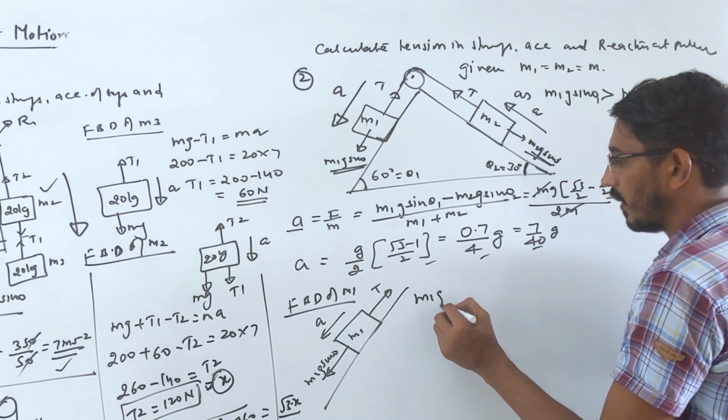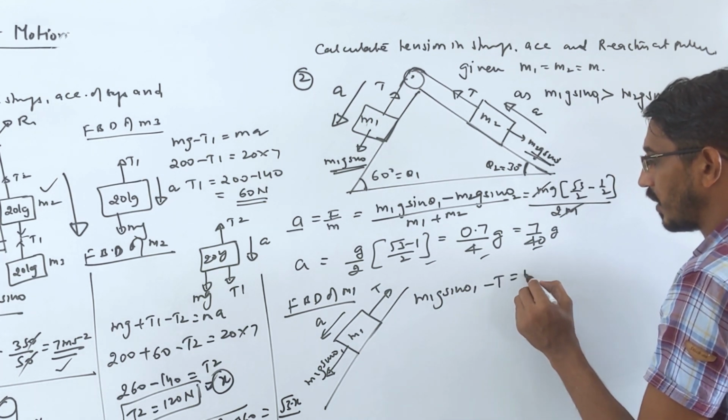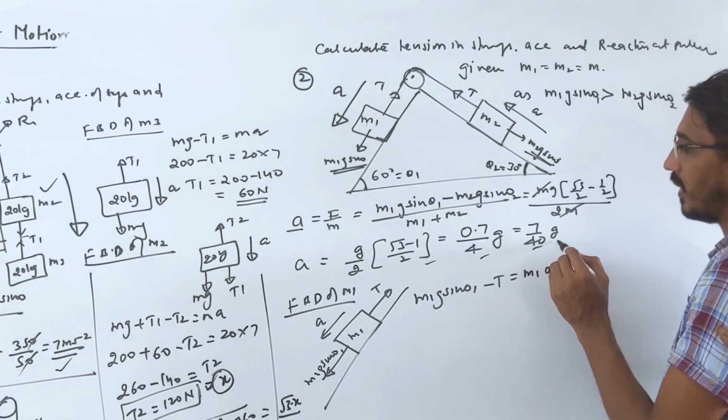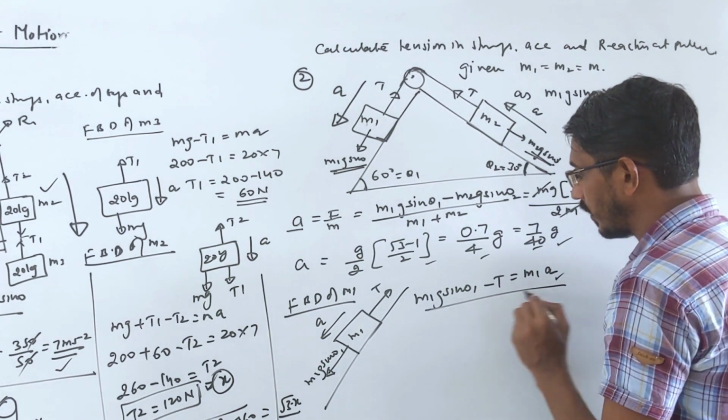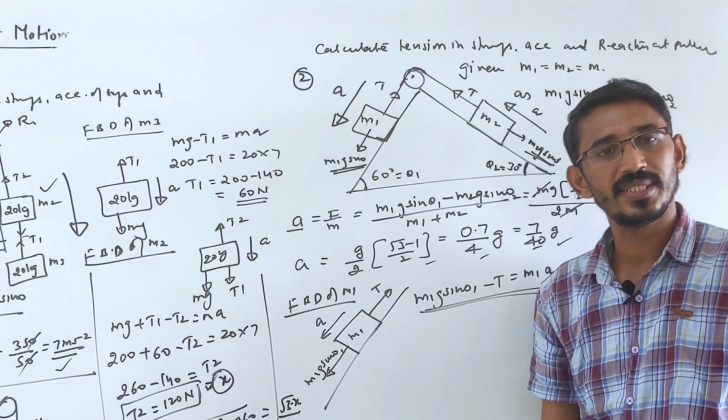So what is the answer? M1g sine theta 1, minus tension, is equal to M1 into a. That gives the answer. Acceleration we have already calculated here, okay. So you can put it in this equation to get your answer for the tension, or you can write the FBD of this block also to get the same answer.